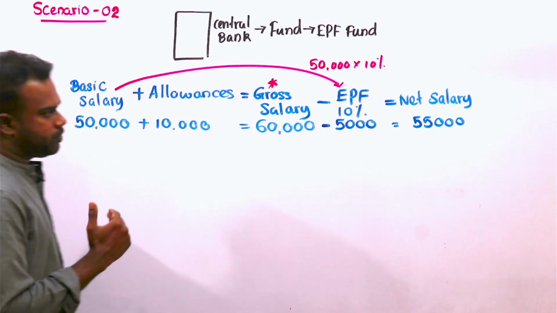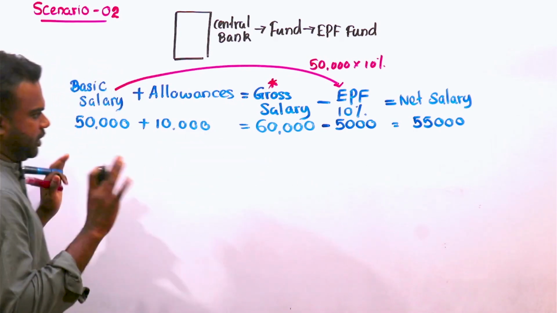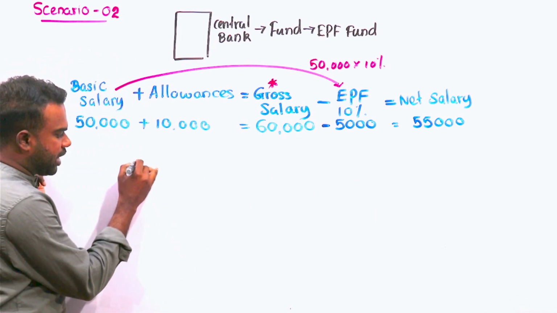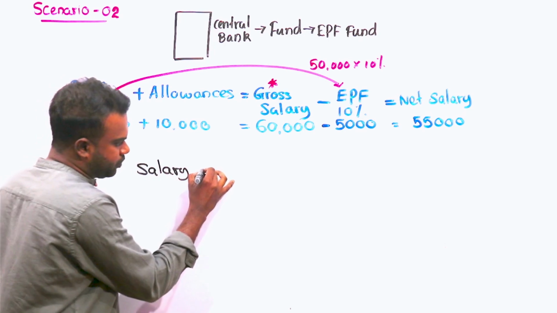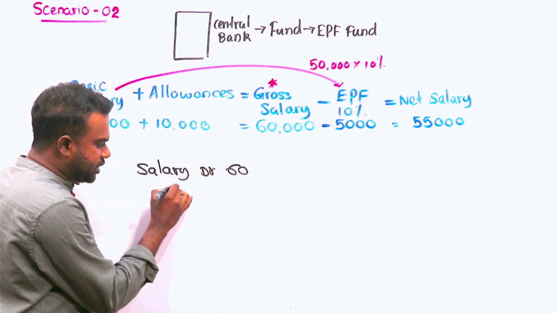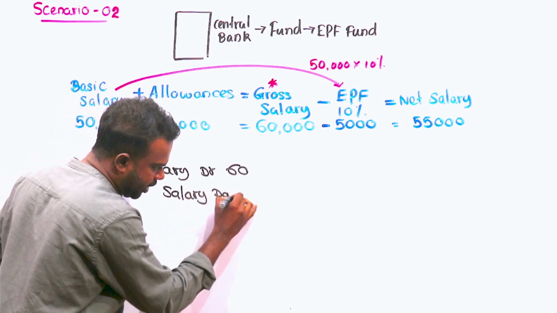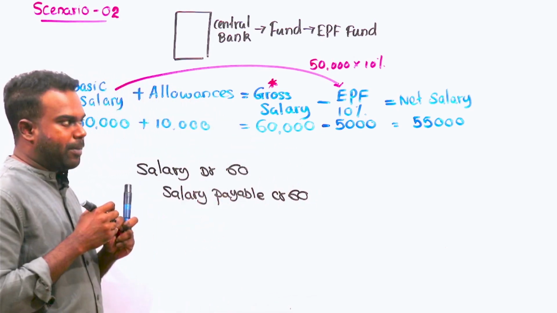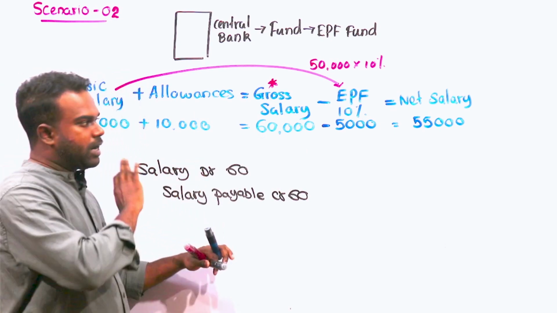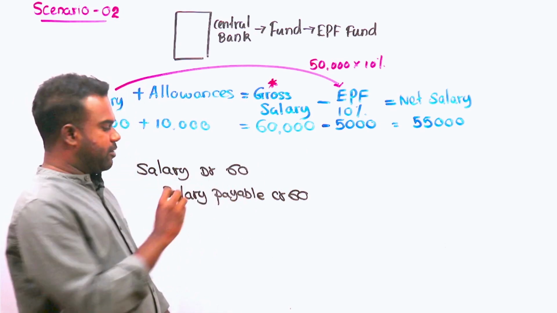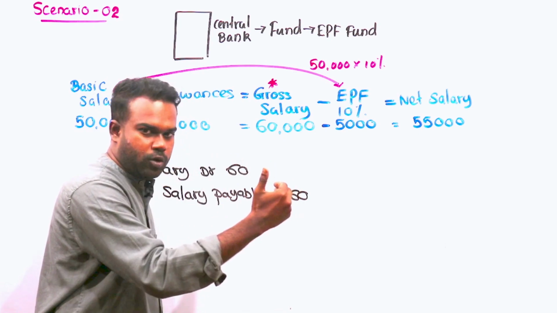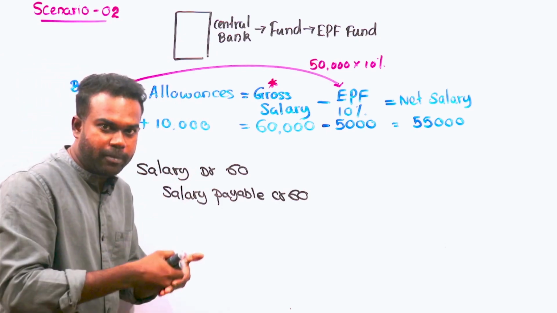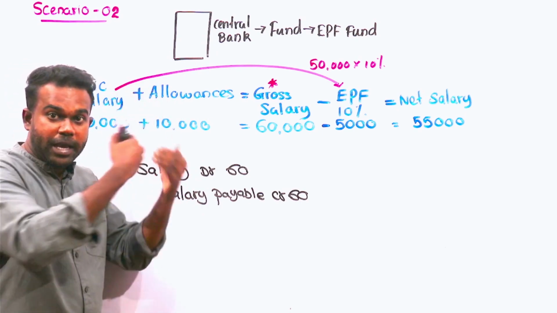Okay, therefore, gross salary should be the salary expense. If we assume the salary expense debit is 60,000, then salary payable credit is 60,000. But the government says don't pay the total 60,000. Deduct 5,000 and send that to the government. So deduct the EPF 10% and allocate it as a payable amount to the government.